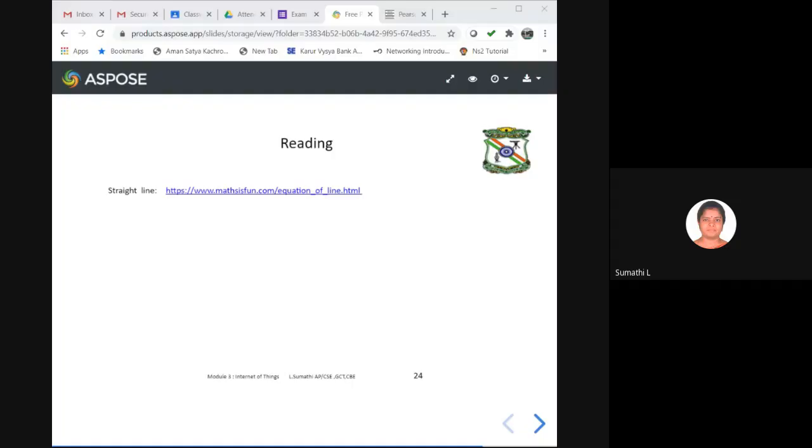I want the exact meaning of what m is, what x is, what c is, and what y is. M is the slope, yes, good. And c is your y intercept. Right, yes, good.